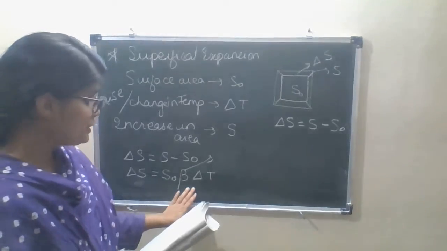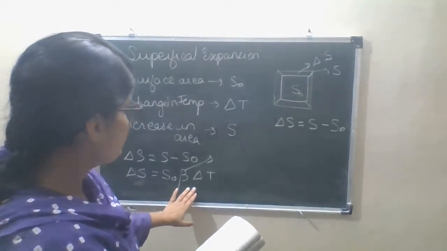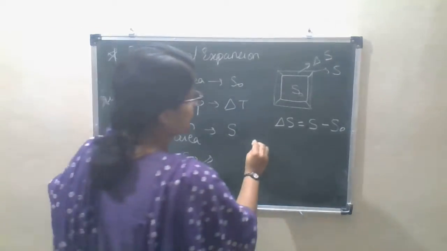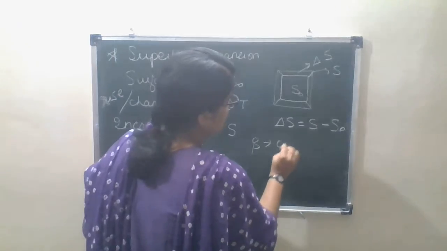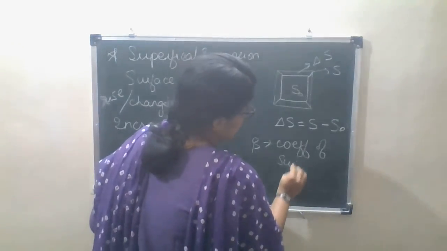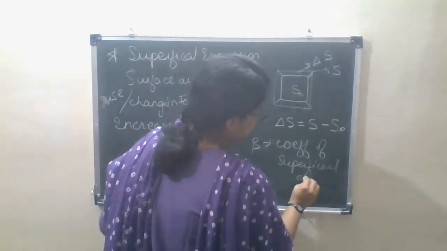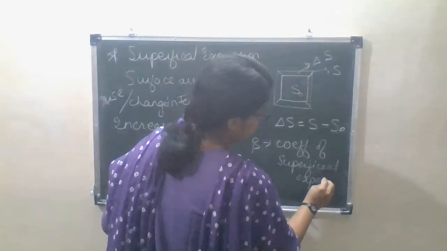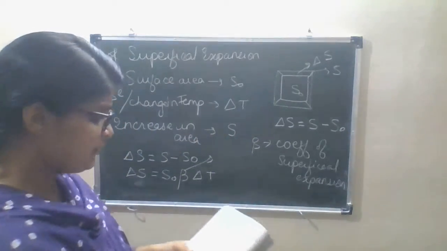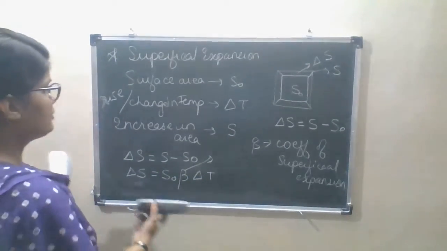And what is beta here? It is the coefficient of superficial expansion. Okay, here beta is nothing but the coefficient of superficial expansion. Now everything is the same as compared to the one dimension.